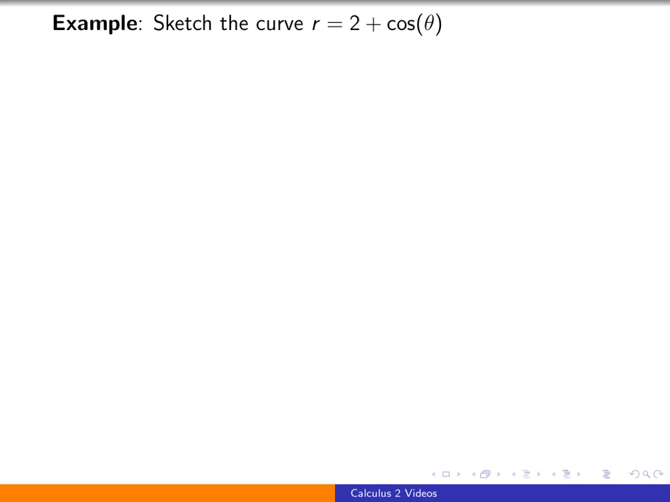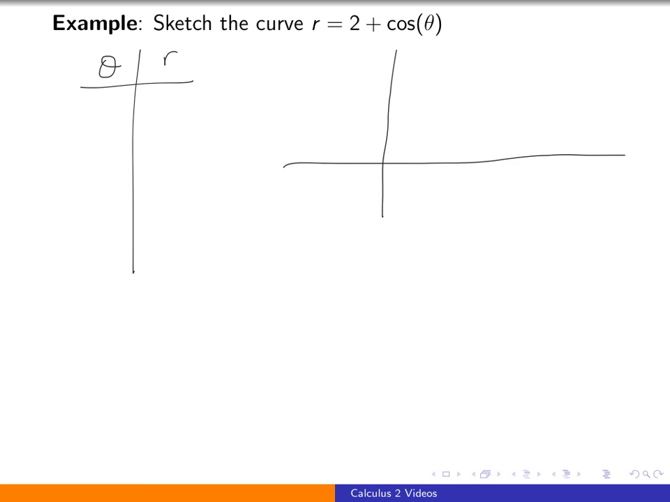So let's use this technique to sketch another polar curve, r equals 2 plus cosine theta. So once again, we're going to want to start off by making a table of values, and we can fill in this table of values conveniently by sketching the graph of r equals 2 plus cosine theta as a Cartesian, not polar, curve. So if we think about sketching this from 0 to 2 pi, that would give us one period of the function.